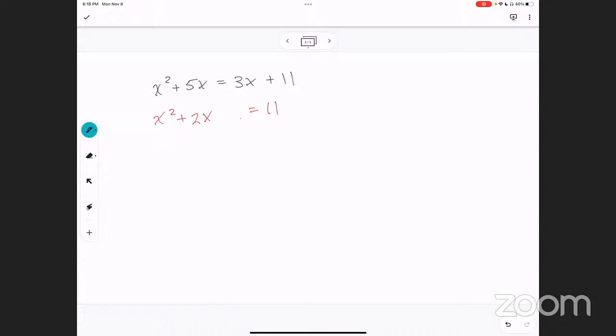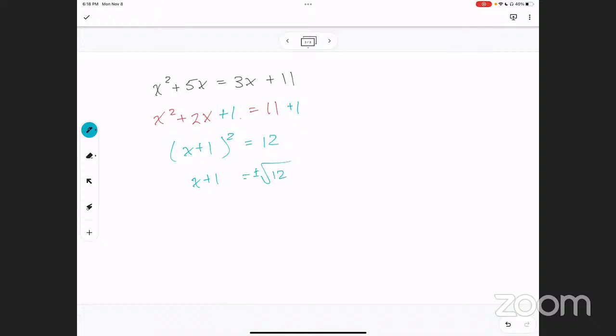You divide the 2x by 2 to get 1 squared, which is just 1. So I add it on both sides. Perfect. And what does this factor to? (x plus 1) squared. Perfect. Equals 12. Now what? Square root both sides. x plus 1 equals plus or minus the square root of 12.